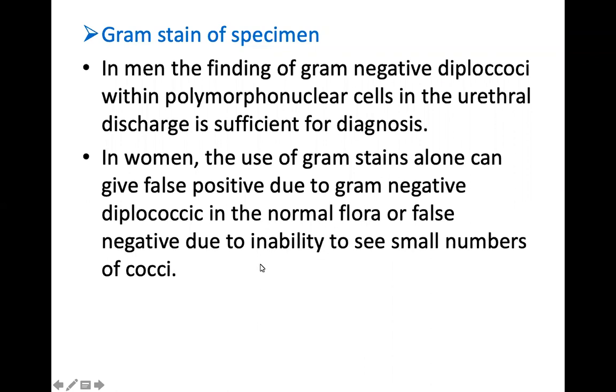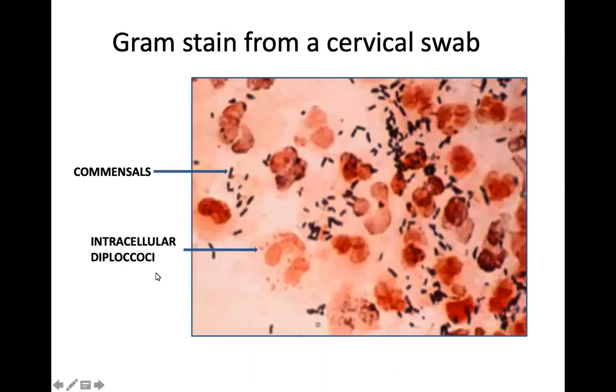Just the take-home message here is that you need to be very, very keen when you're looking at the swab from the female patient to make sure you don't give a false negative because of the inability to see the cocci amongst the other bacteria. So you can see such a picture: a gram stain from a cervical swab. These are commensals like lactobacilli, and this here is a polymorphonuclear cell with the gram-negative diplococci. So if you're rushing, you may easily miss this and give a false negative report.